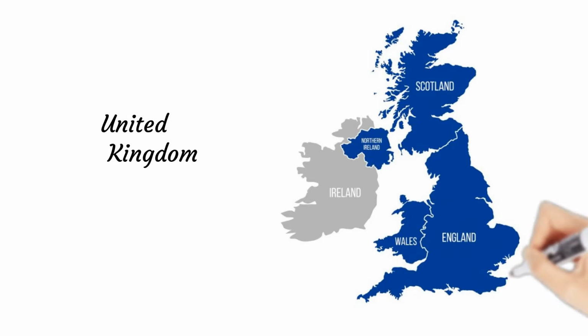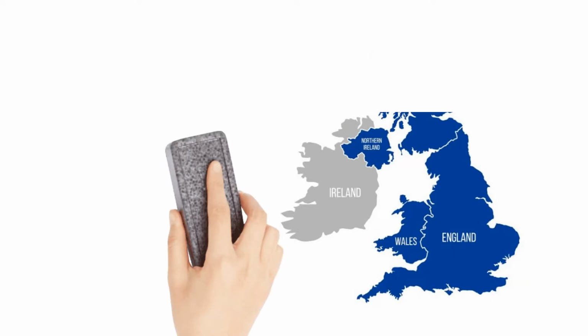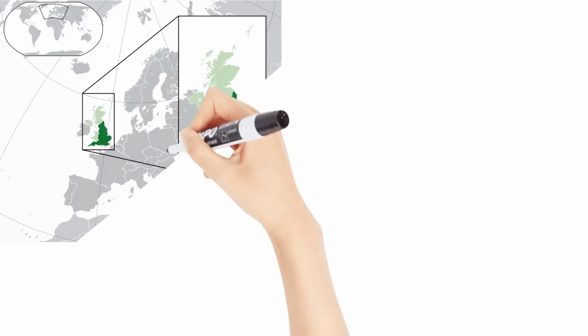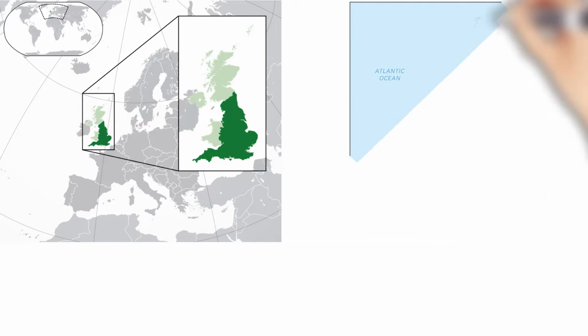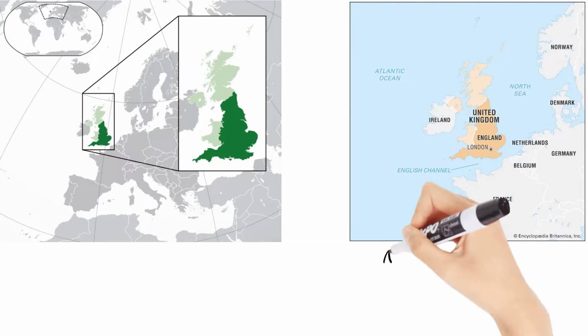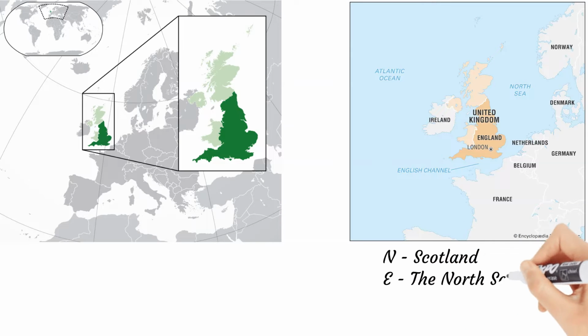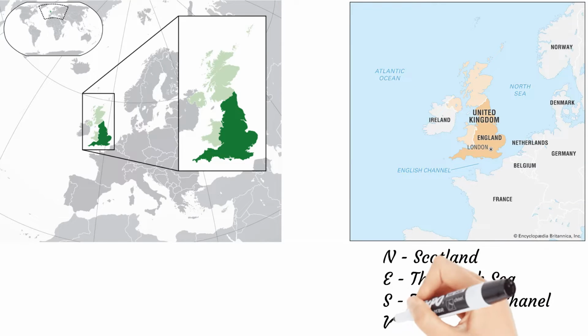The United Kingdom comprises the whole of the island of Great Britain, which contains England, Wales, and Scotland, as well as the northern portion of the island of Ireland. It is an island situated off the northwest coast of Europe, and it is bordered by Scotland in the north, the North Sea in the east, the English Channel in the south and Wales in the west.